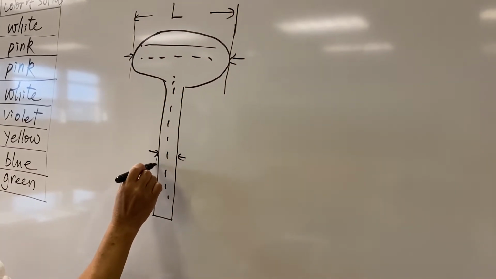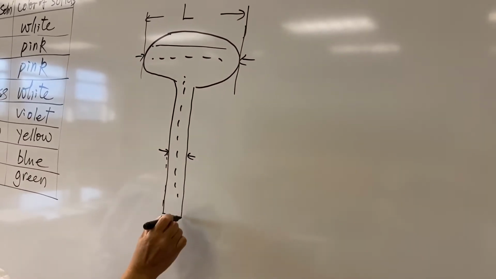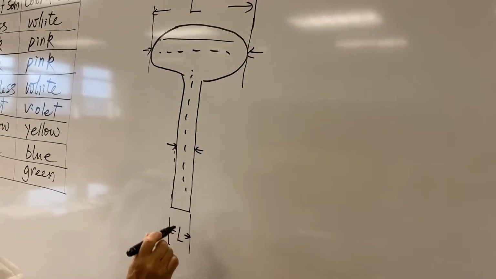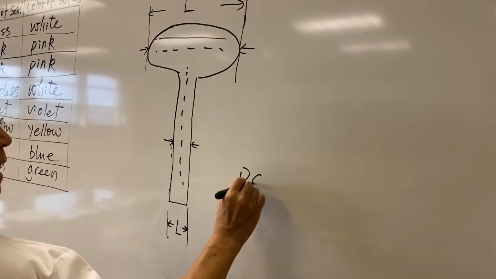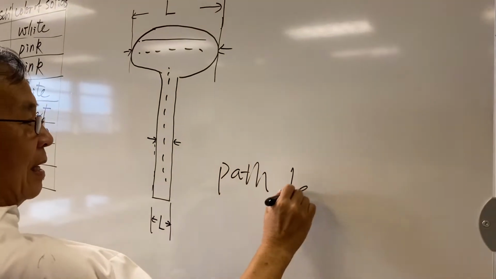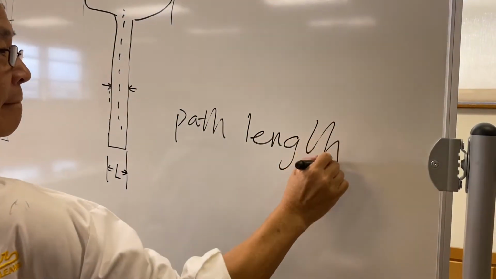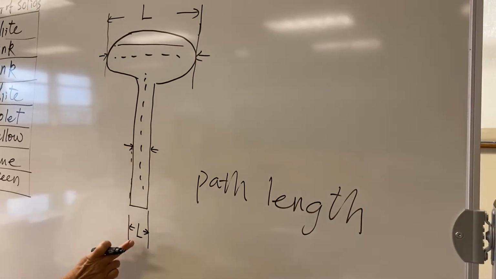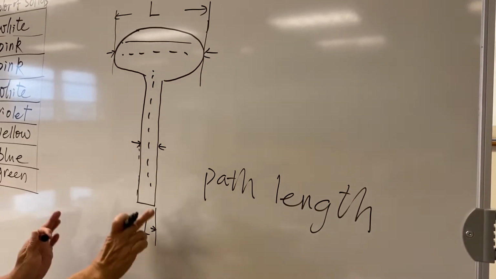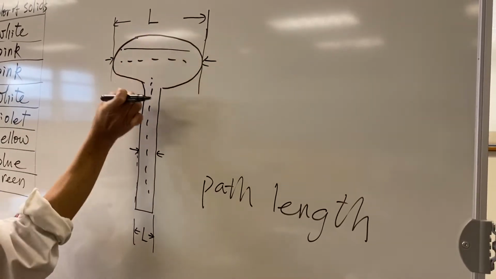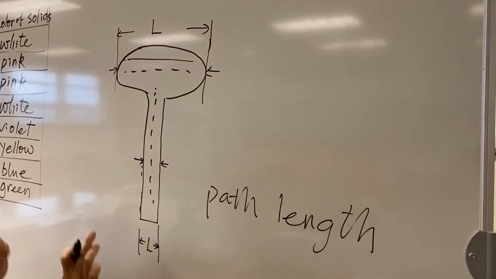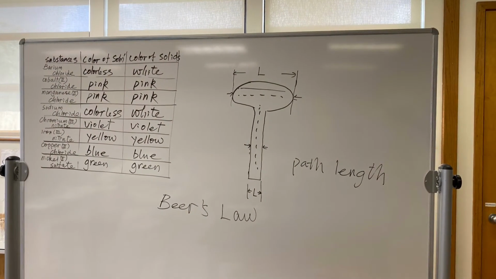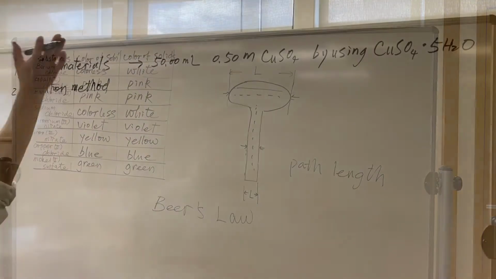And light travels past this distance. It's what we call the path length. Right here you can see the path length is much shorter, smaller than here. Beer's law explains the difference in color in the same apparatus.